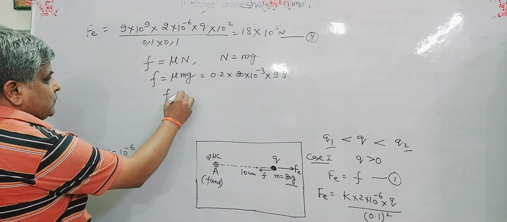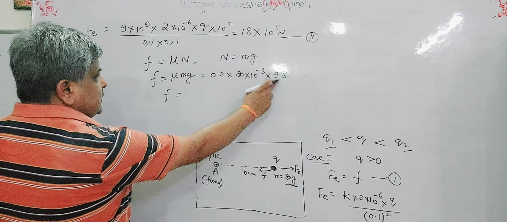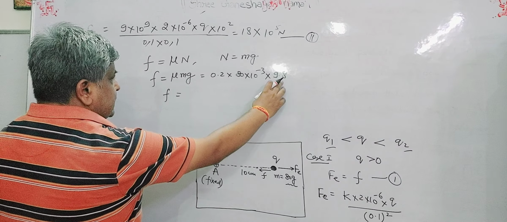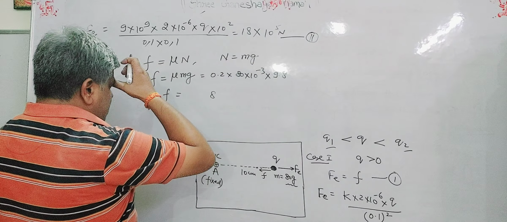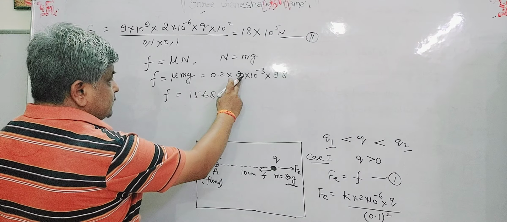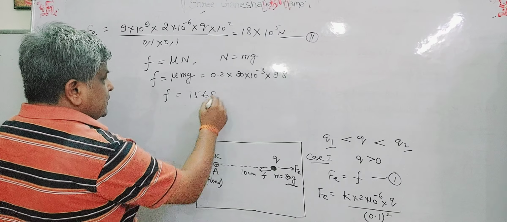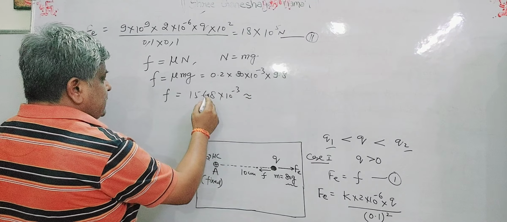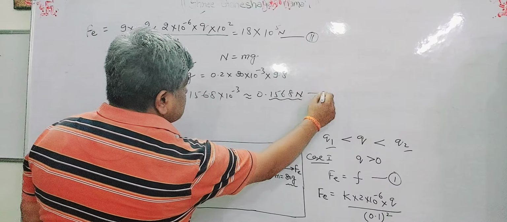Okay, so after calculation, what do we get? You can see that it is 16 multiplied by 9.8. So 16 times 8 is 128, 16 times 9 is 144, and 12 is 156, I think. So it is 156.8 multiplied by 10 to the power minus 3. If I write it in decimals only, then it is 0.1568. So this is the frictional force.